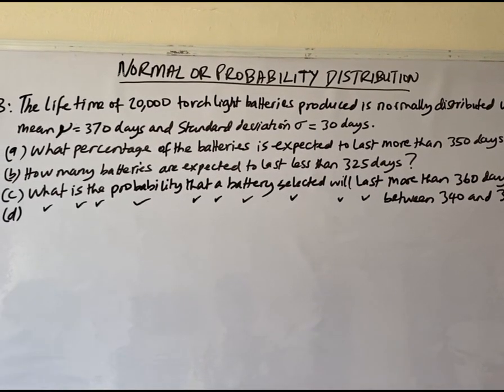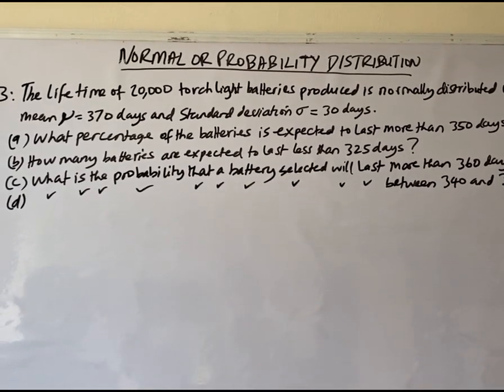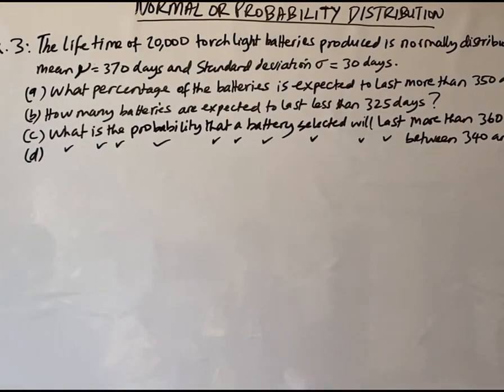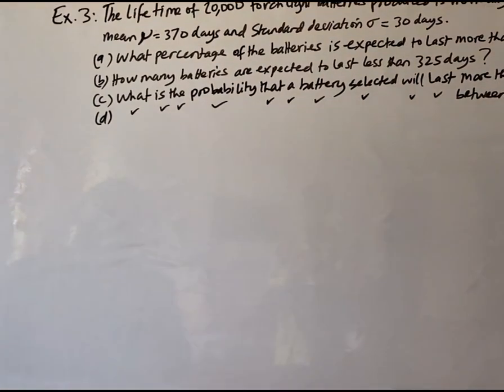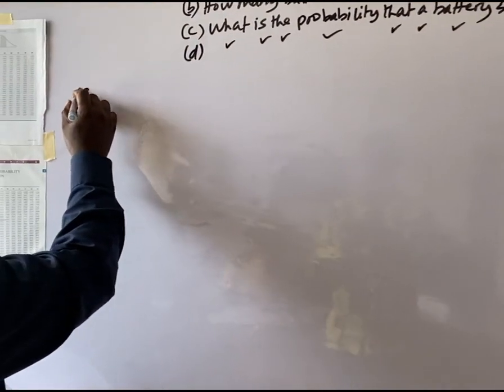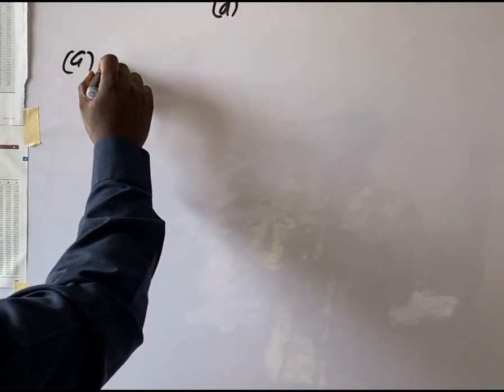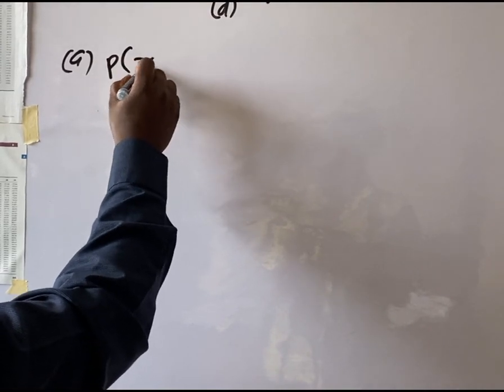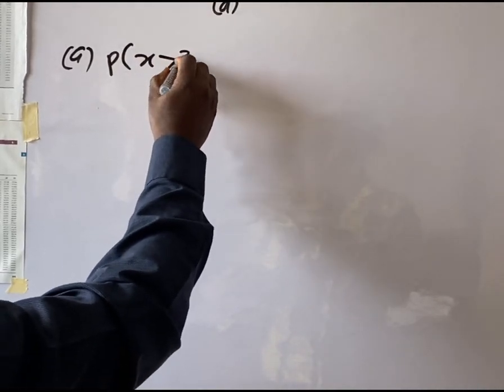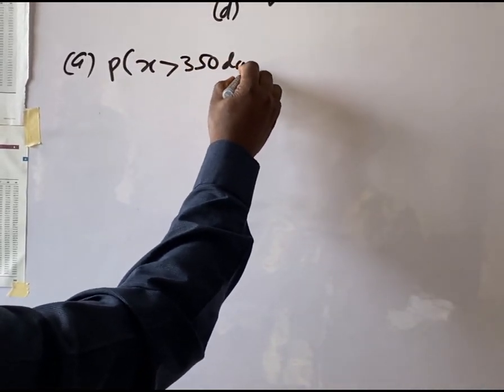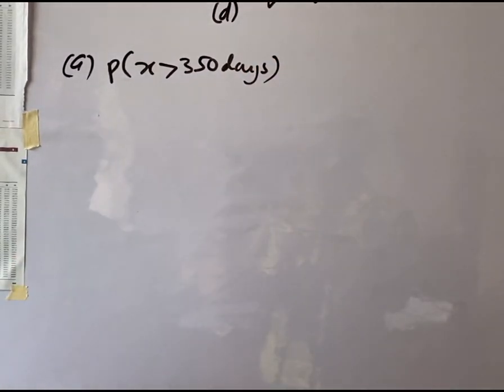So let's solve this problem together, as fast as we can. We'll pick the first one, A. The question is, what percentage of batteries is expected to last more than 350 days? So how do we represent that in statistics? We'll say probability is X greater than 350 days. That's what we have as the first probability.